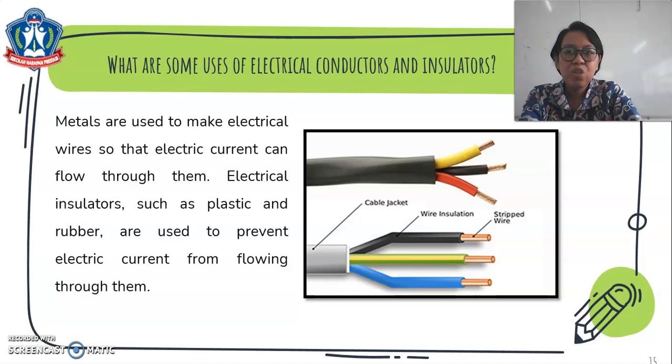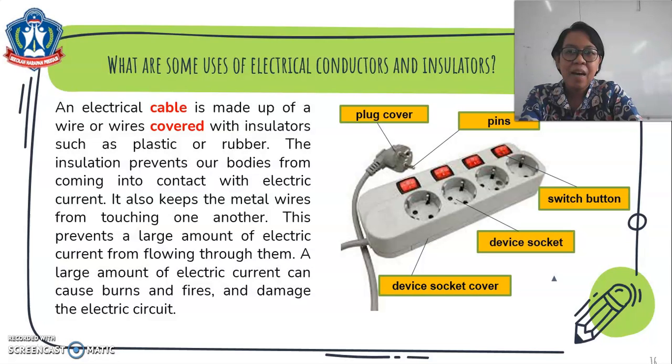Metals are used to make electrical wires so that electric current can flow through them. Electrical insulators such as plastic and rubber are used to prevent electric current from flowing through them. An electrical cable is made up of a wire or wires covered with insulators such as plastic or rubber. The insulation prevents our bodies from coming into contact with electric current. It also keeps the metal wires from touching one another. This prevents a large amount of electric current from flowing through them. A large amount of electric current can cause burns and fires and damage the electric circuit.